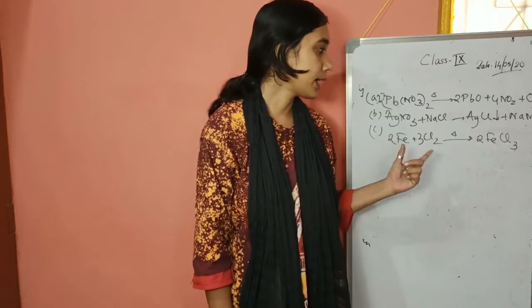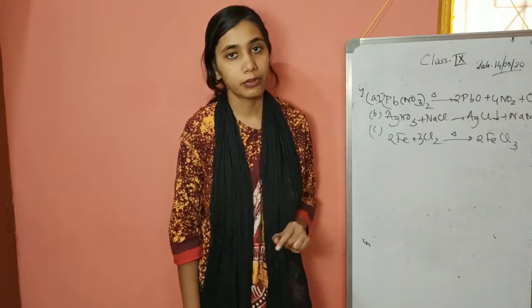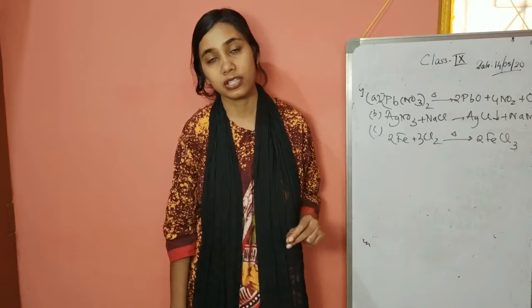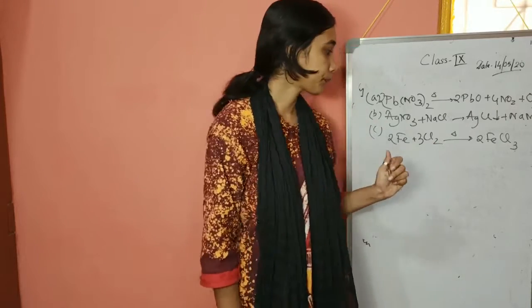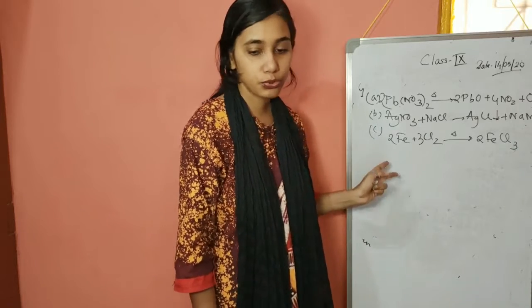If you do not write these colors, no problem. Only the color of ferric chloride will be okay. Solid particles, deposition of reddish brown ferric chloride scales. Now these 3 questions at 2 marks each make 6.